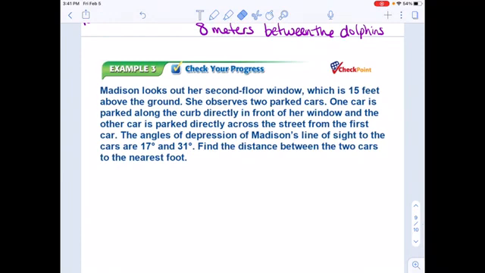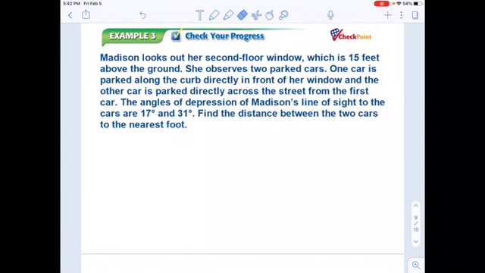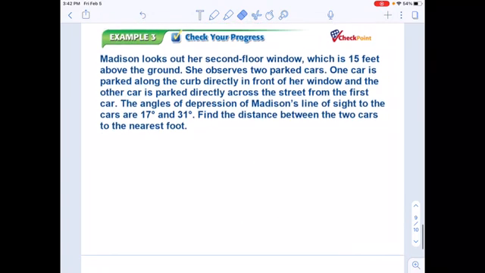All right, last problem. Madison looks out her second floor window, which is 15 feet above the ground. She observes two parked cars. One car is parked along the curb directly in front of her window, and the other car is parked directly across the street from the first car. The angles of depression of Madison's line of sight to the cars are 17 and 31 degrees. Find the distance between the two cars to the nearest foot.